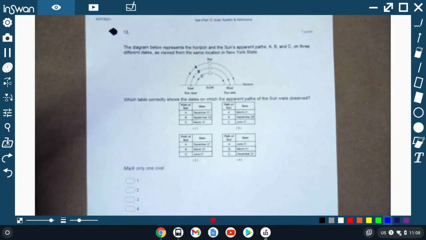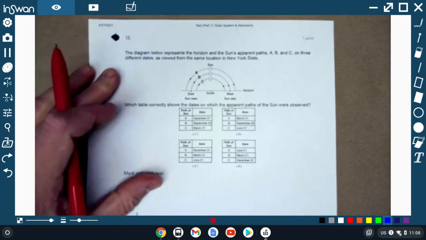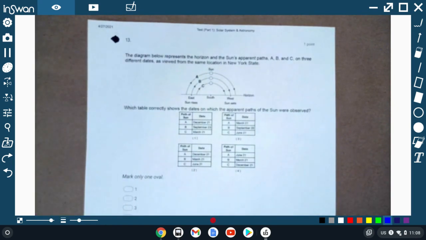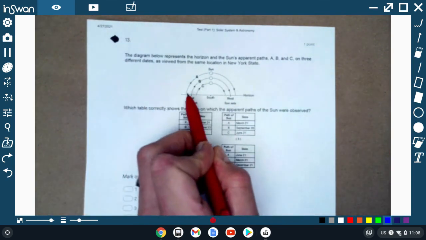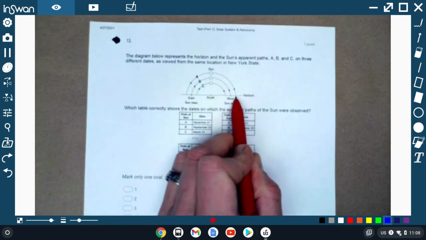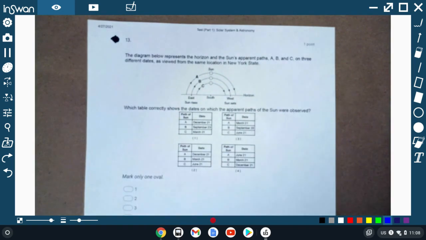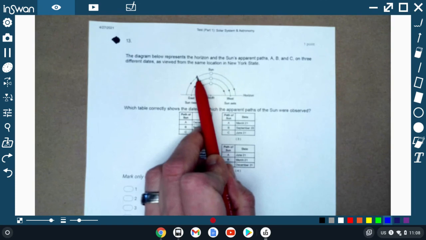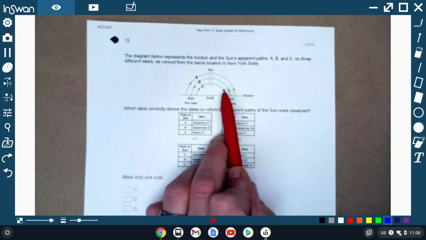Question 13, again, they gave us a diagram, but they also gave us some options here for our questions. Now, this diagram represents the horizon and the sun's apparent paths A, B, and C on different dates, like we're in New York State. So here's our horizon. They labeled it for us. And remember, the sun rises in the east and then sets in the west. And there are 3 times when we can see this. Now, the question was, what are those dates? So the sun is higher in the sky during A. For B, it's kind of in the middle. And for C, it's lower in the sky.